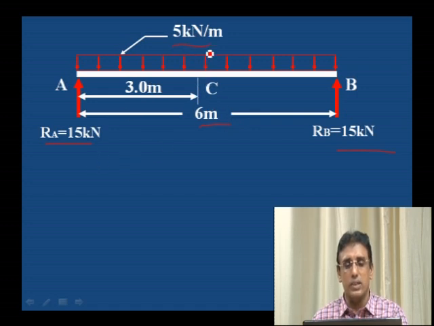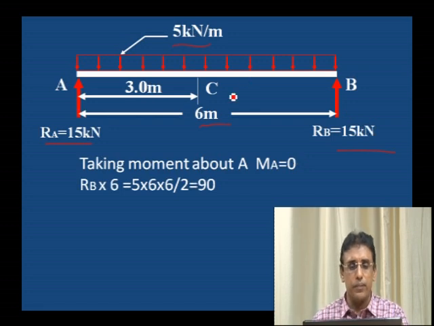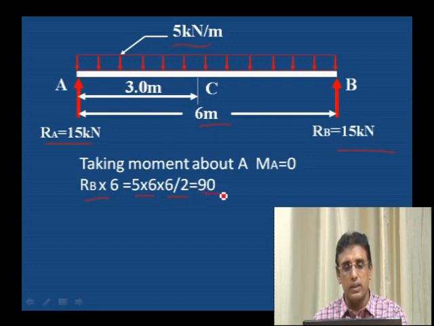That is, 6 meter is the length, it acts at the 3 meter distance. Now 5 into 6 is 30 kilonewton, that is the total downward load, divided by 2 is 15 kilonewton at A and 15 kilonewton at B. This is the reaction at RA and RB. To calculate this, we can take moment and let us verify whether we will get the 15 kilonewton. Taking moment about A, that is RB into 6, RB into 6 is the distance, is equal to 5 into 6 is the load, into it is acting at a distance of 3 meter, 6 divided by 2, that is equal to 90.